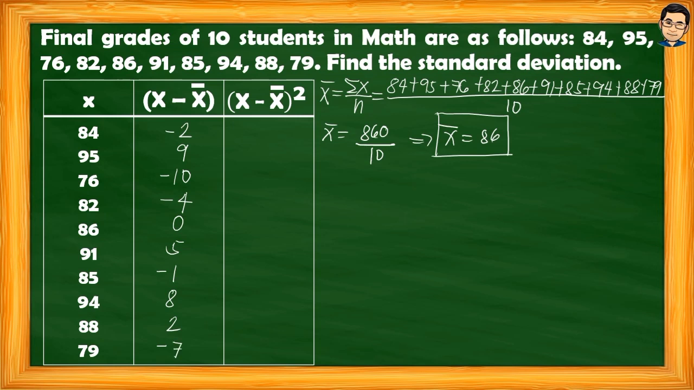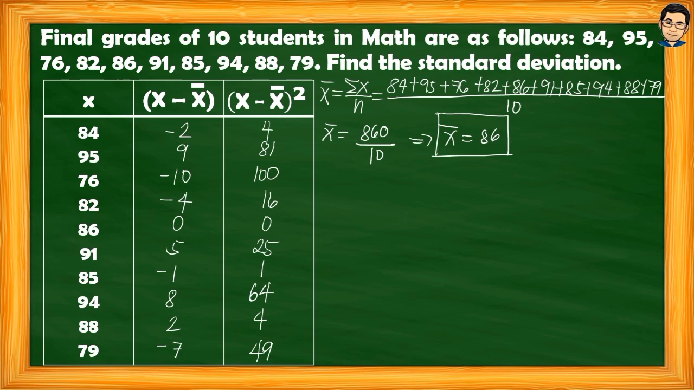And then square natin yung mga results na nakuha natin sa second column. So, negative 2 square, we have 4. 9 square, 81. Negative 10 square, we have 100. Negative 4 square, that is 16. 0 square, that is 0. 5 square, we have 25. Negative 1 square, that is 1. 8 square, 64. 2 square, we have 4. And the negative 7 square, we have 49.